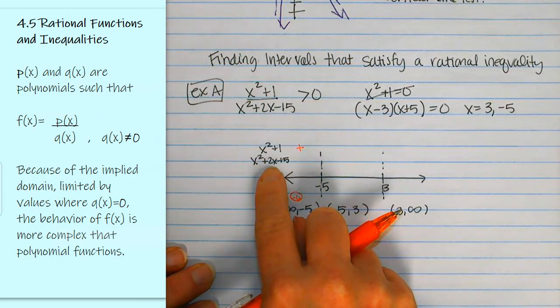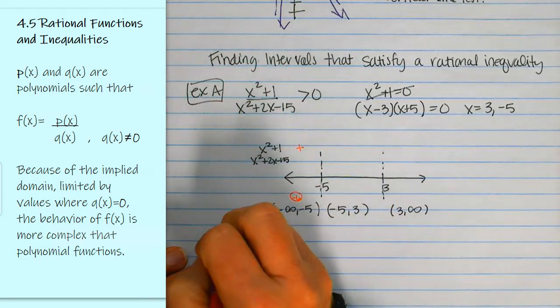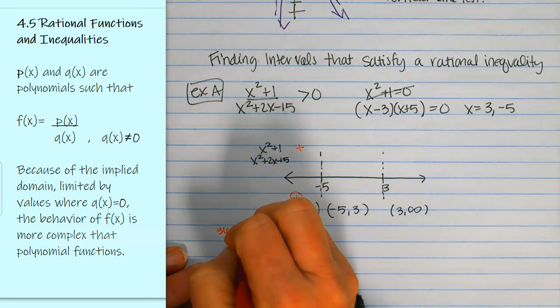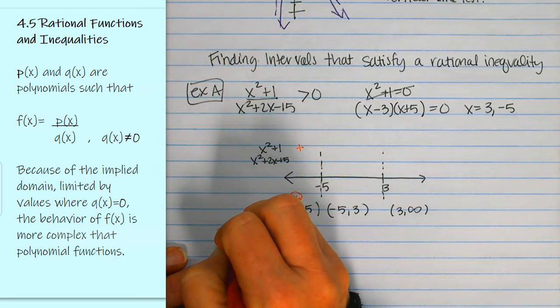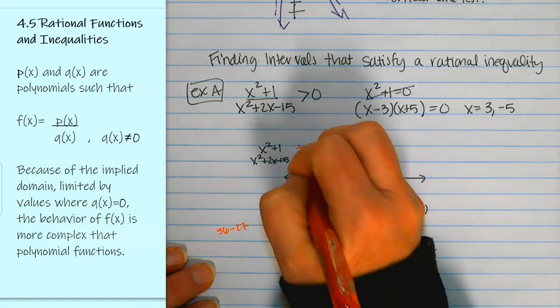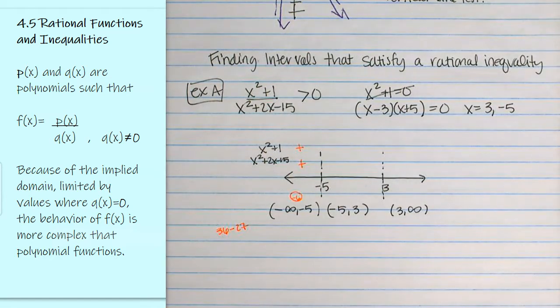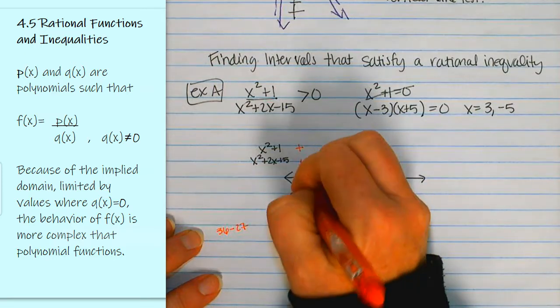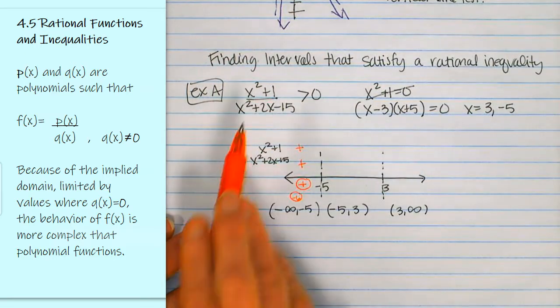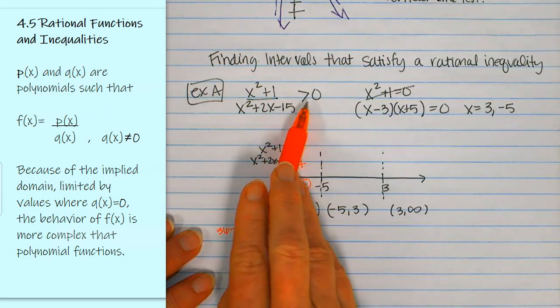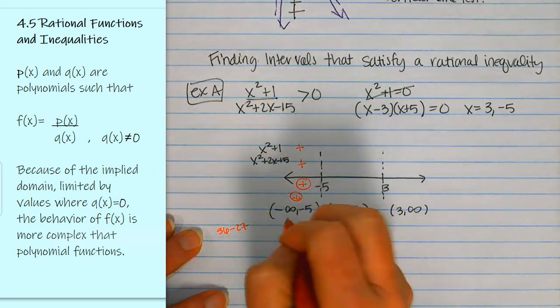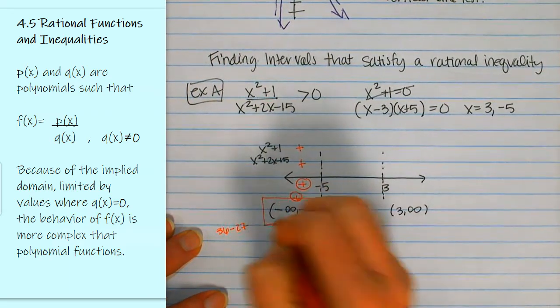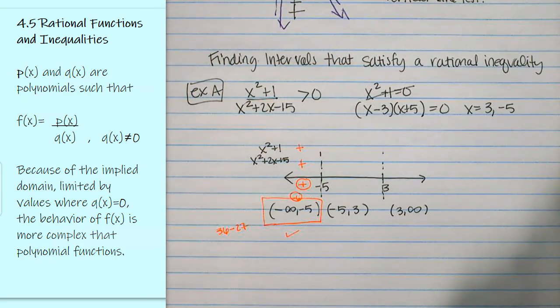Minus 12 minus 15. That's 36 minus 27. That is also a positive number. So if I say a positive number divided by a positive number, I'm going to get a positive number. So this is a positive number. It's greater than 0. So this interval is good. This satisfies greater than 0.